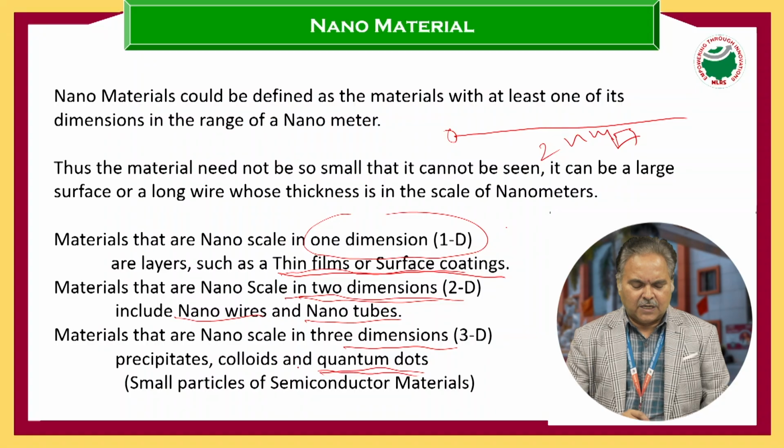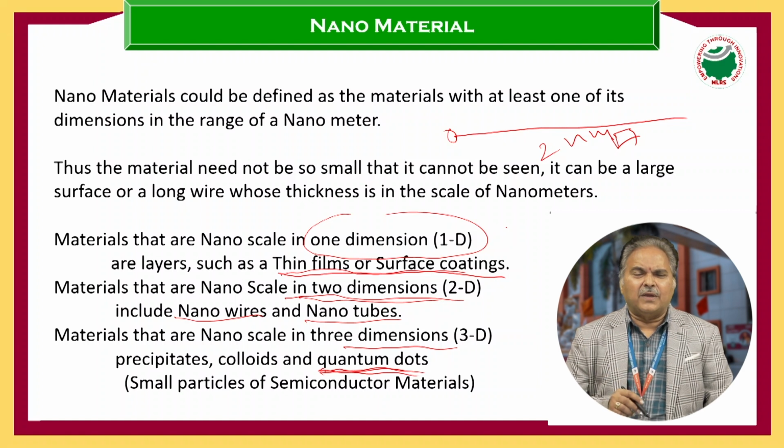Usually these quantum dots are useful for semiconducting materials, like in the semiconductor industry. So these are the three different types of materials. One dimensional means any one dimension, any one direction, x or y or z, is nano size. If one axis is nano size, then we call it a one-dimensional nanomaterial.